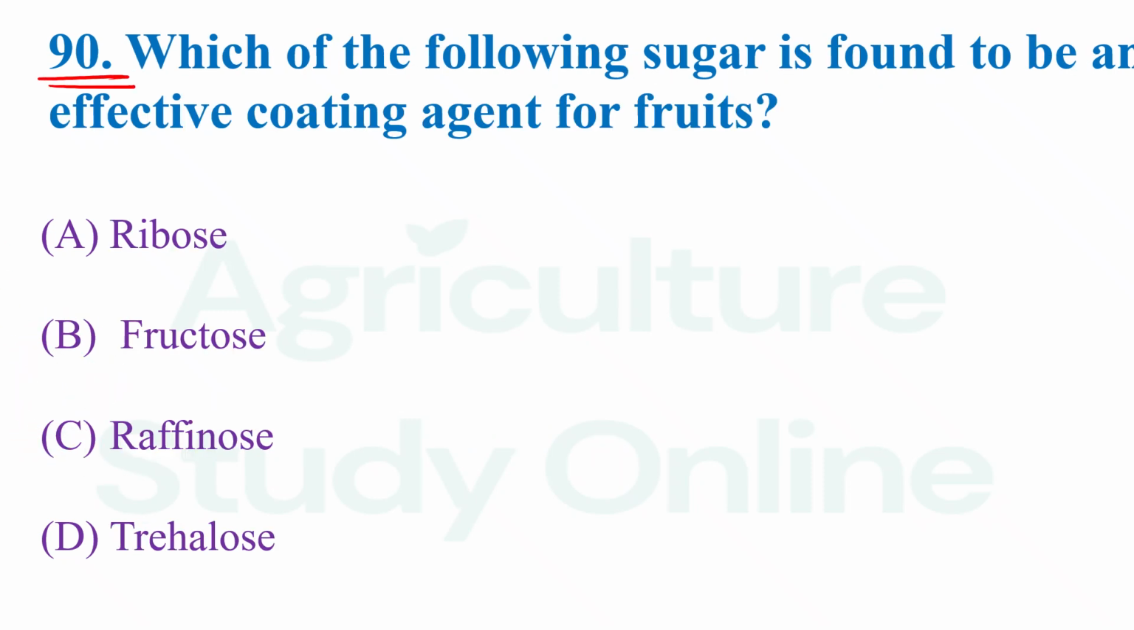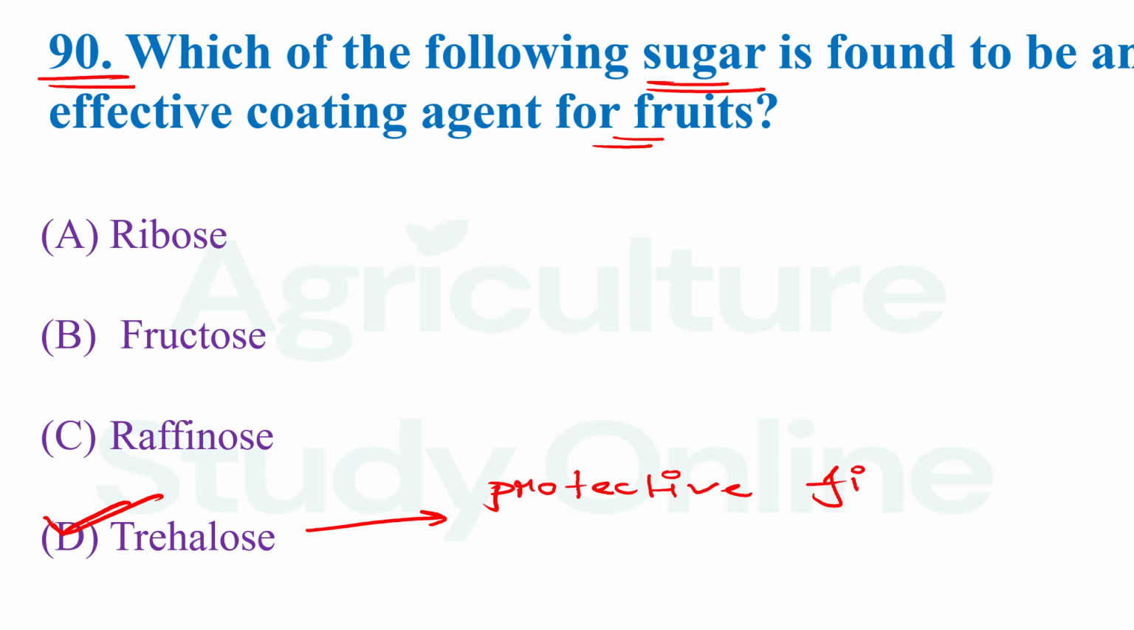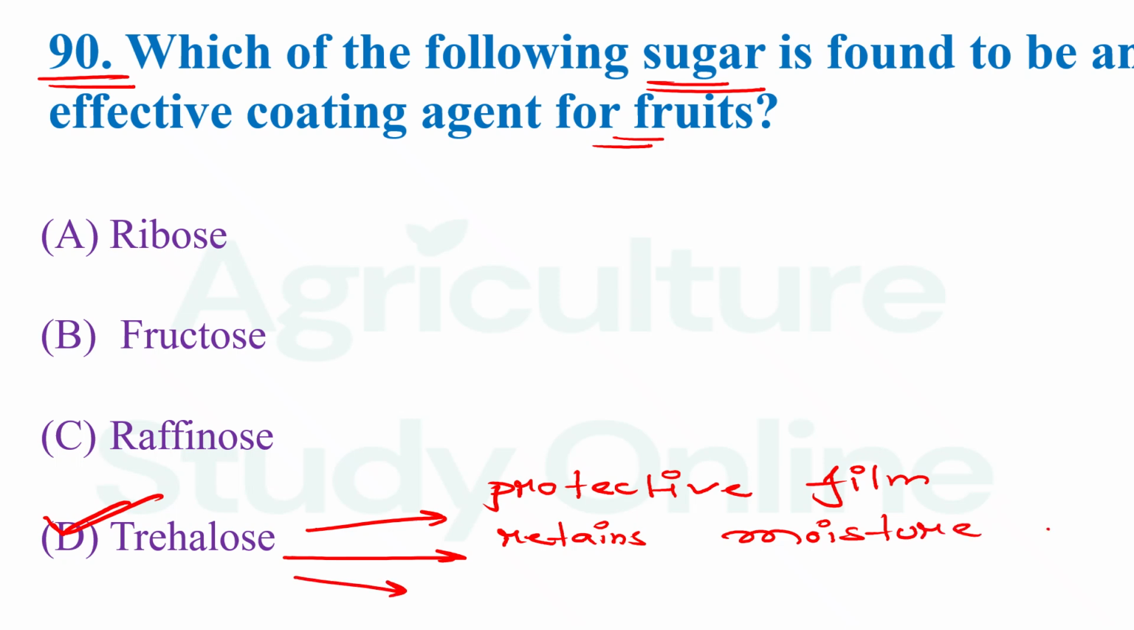Question number 90. Which of the following sugars is found to be an effective coating agent on fruits? So it is trehalose. Trehalose is widely used as an effective coating agent on fruits. Why? Because it forms a protective film, helps in moisture retention, and even reduces oxidation and browning. Thus, it will enhance the shelf life.